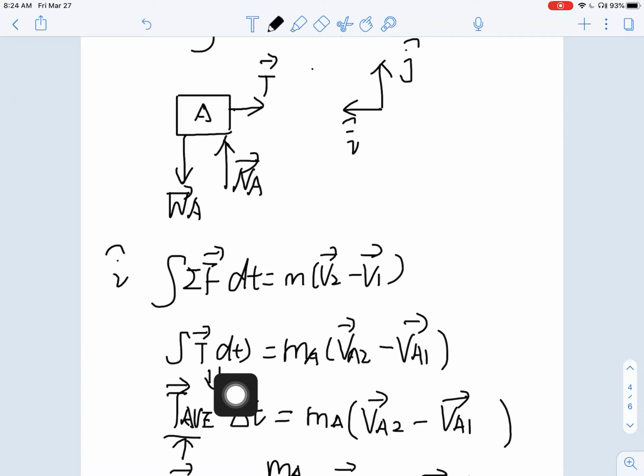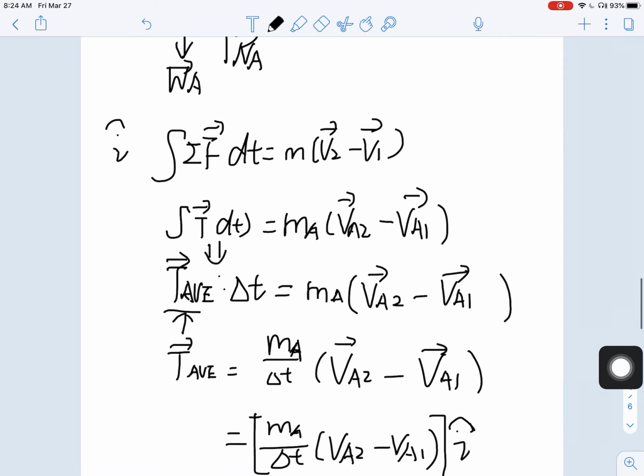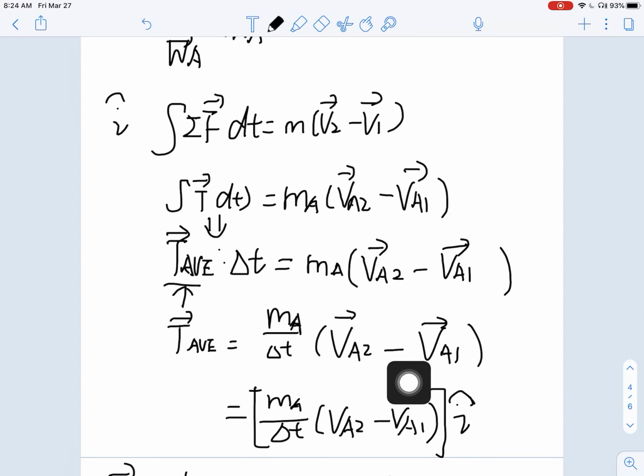Because we care about the average tension force, this integral can be written as the average tension force times delta t, which is the period of time, equals mA times vA2 minus vA1. And we can put delta t on the other side of the equation.